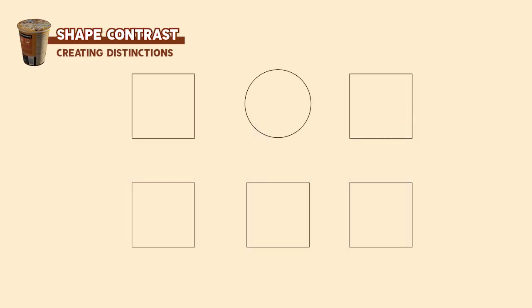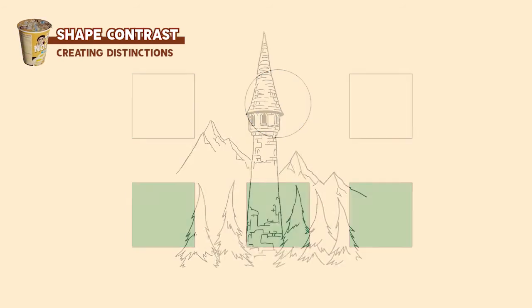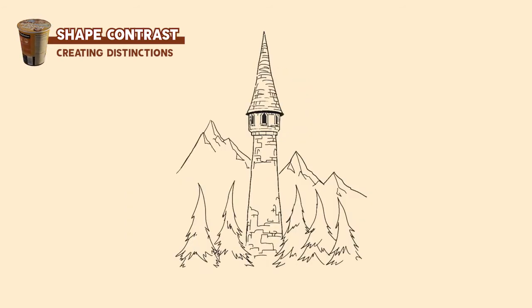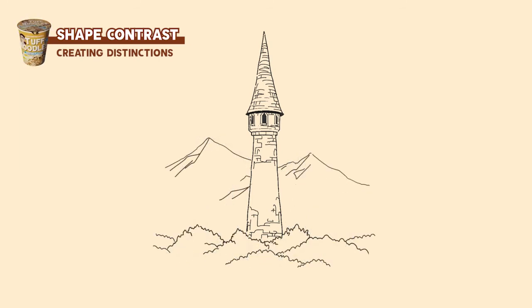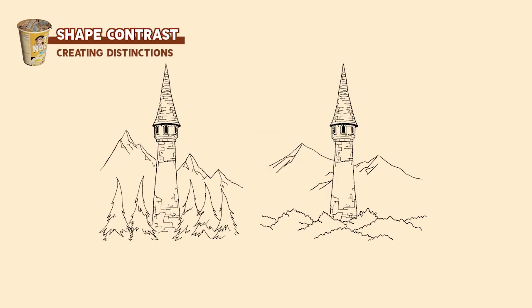It doesn't just have to apply to individual designs, but also a scene. In this abstract example, notice how the circle stands out among the row of squares. Let's apply this concept to something less abstract. Notice how the tower and the foliage have similar shapes. By changing up the foliage shape, the tower stands out more as a focal point.